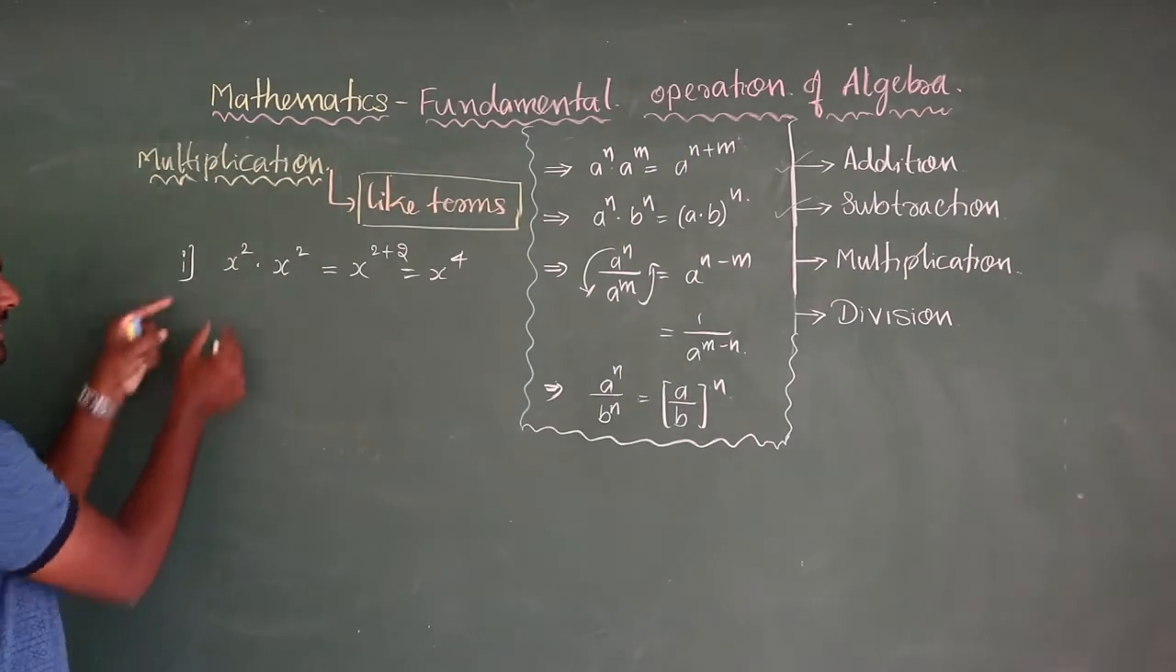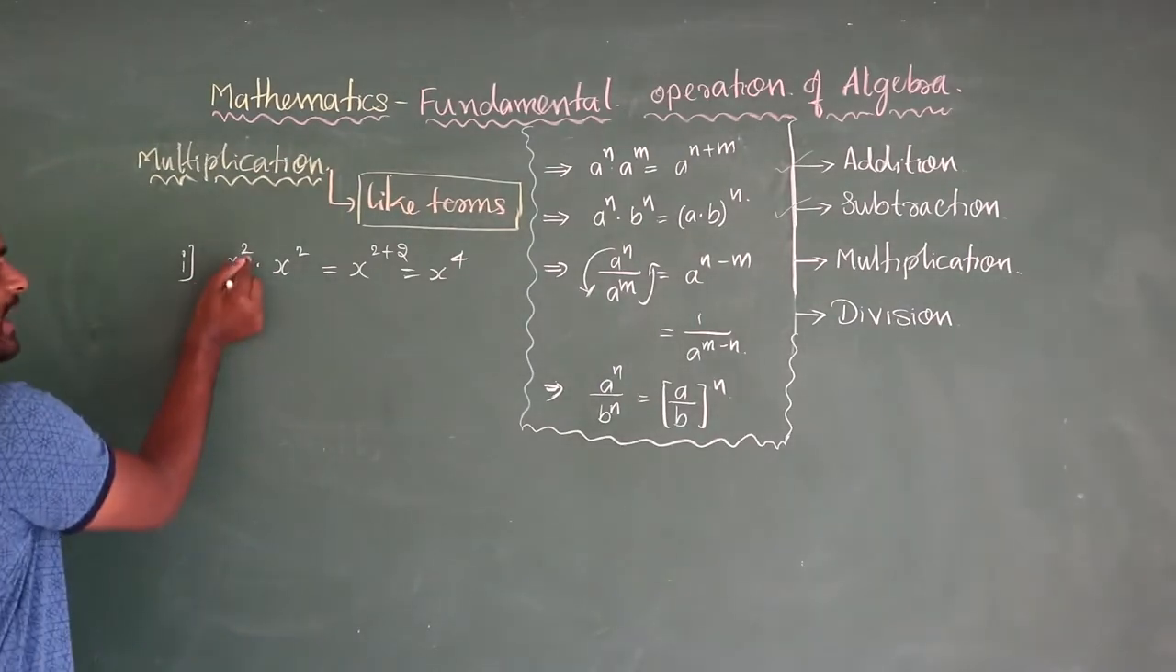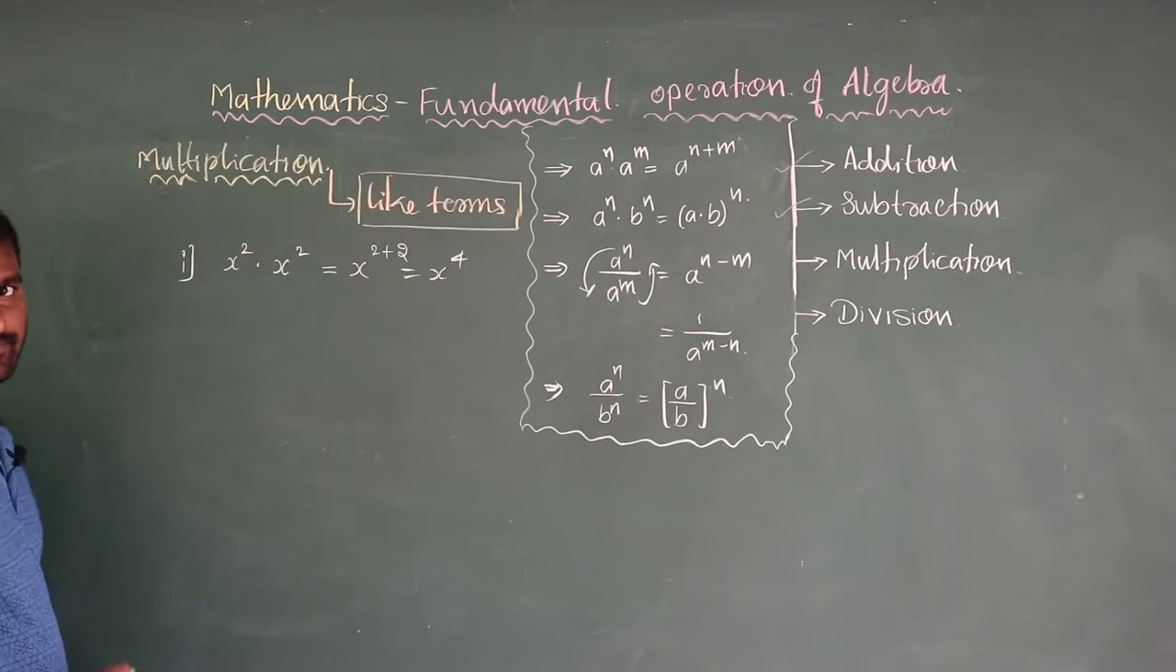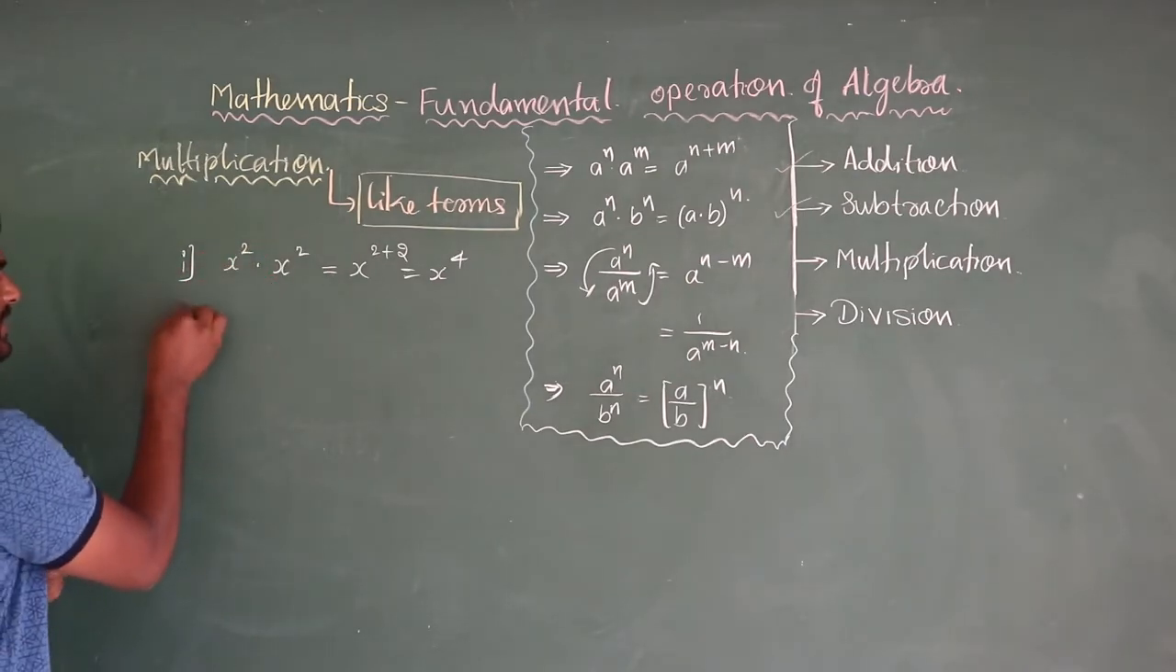Multiplication of like terms. This is what like terms are, right? Like terms we can easily multiply. That is, we need to add the exponent. We need to add the what? Exponent. Let us take one more example.